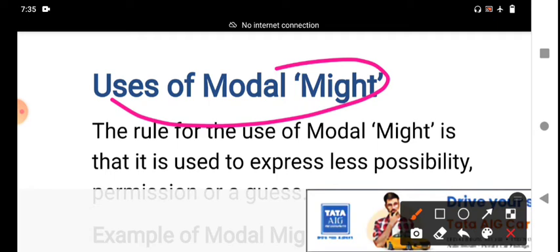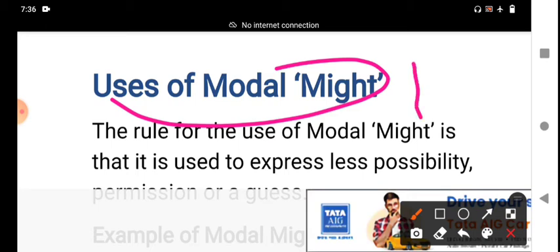Might, it is more important. It is a past form of the may. In this session, only two modal verbs I will explain. In each session, I have been explaining you two modal verbs. In the first session, I have completed shall and should. In the second video, first session will and would I have explained. Second session shall and should. In this session may and might. Might is the past form of the may.